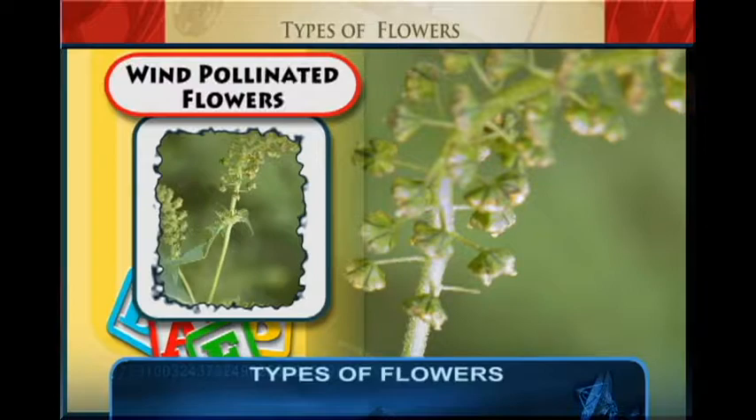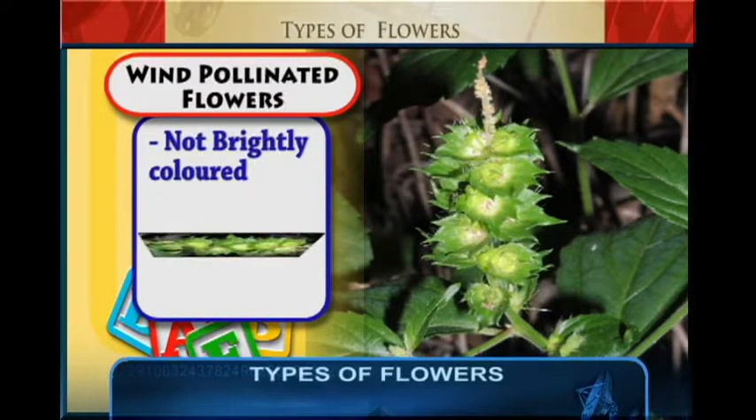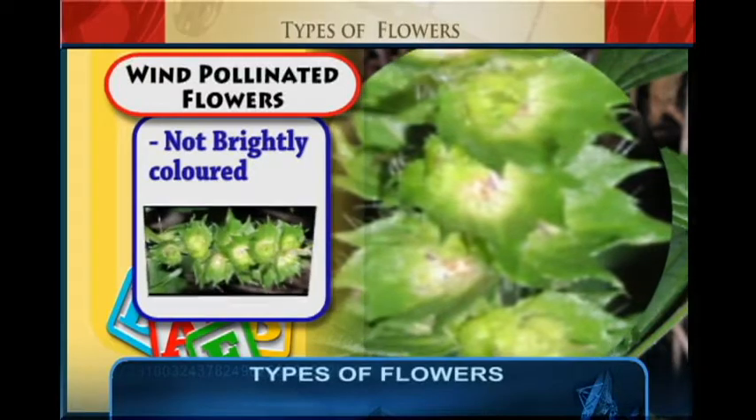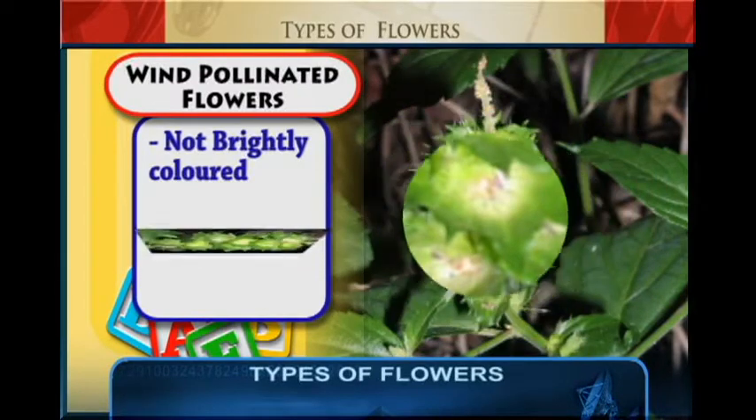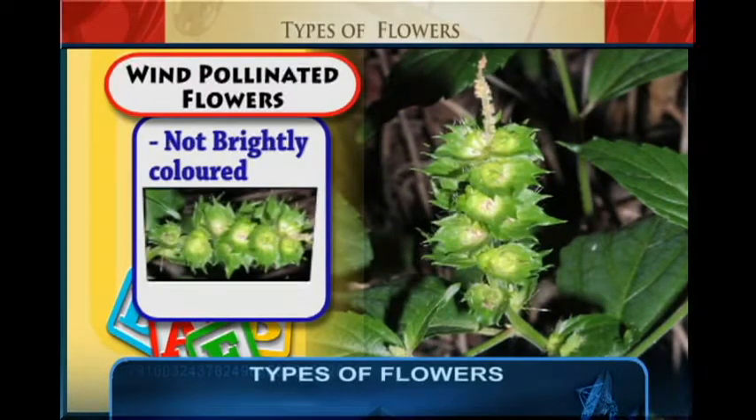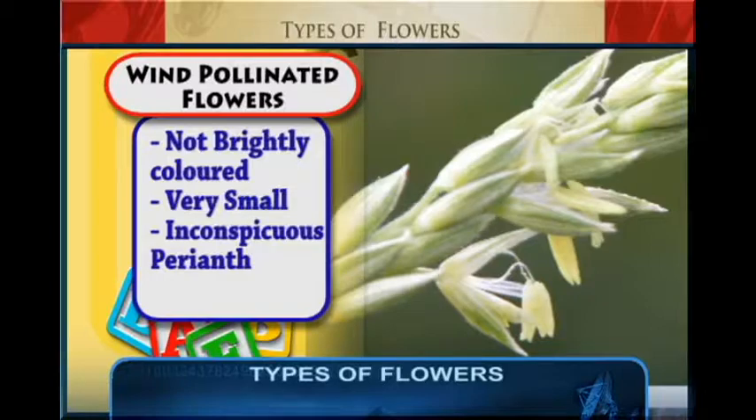Wind pollinated flowers are those flowers which are not brightly colored. If you look at them, you will see that this is a wind pollinated flower, but looking at the color, you will see they are not brightly colored. Then they have another characteristic: they are very small and inconspicuous. They have an inconspicuous perianth. Their calyx and their corolla are very small and inconspicuous.